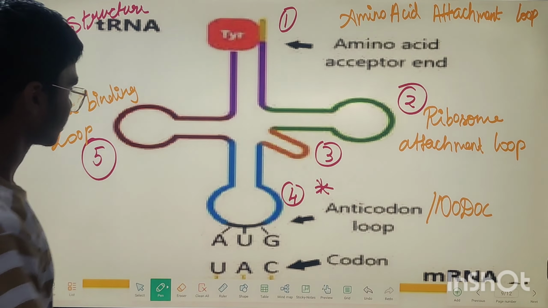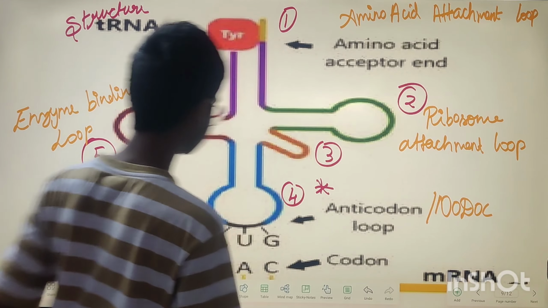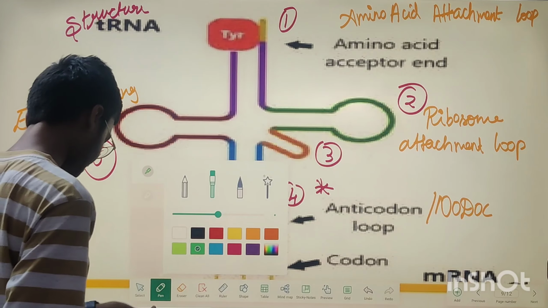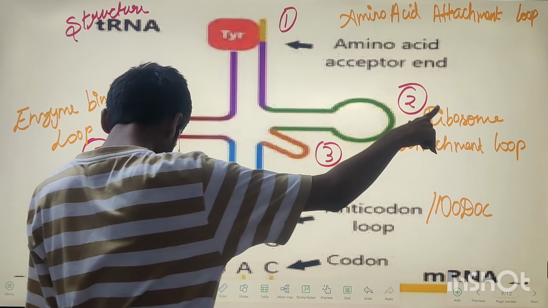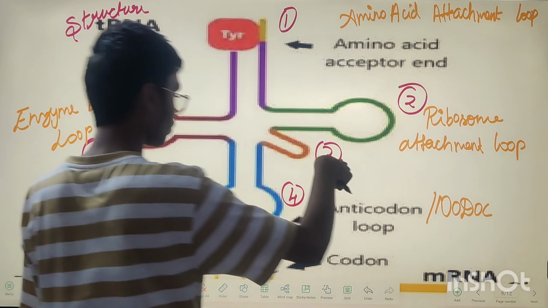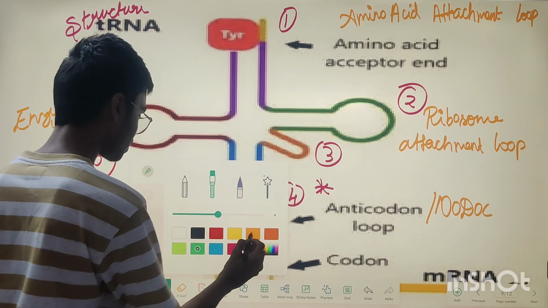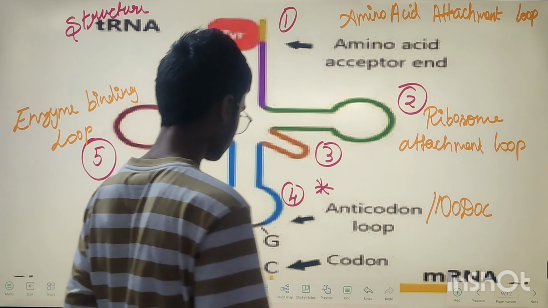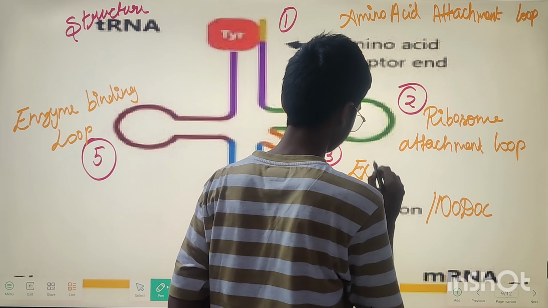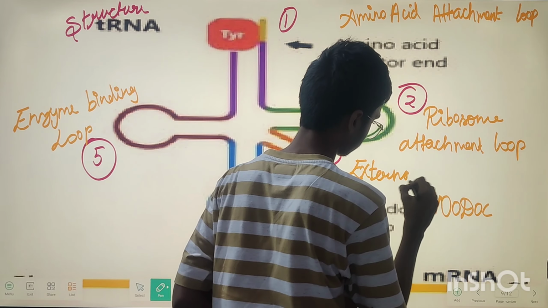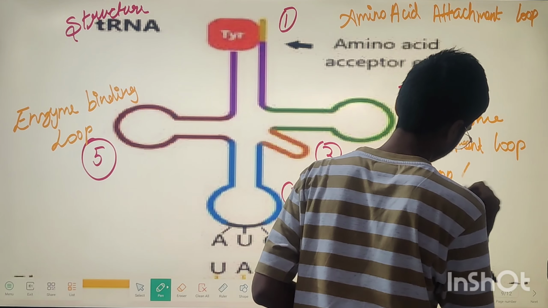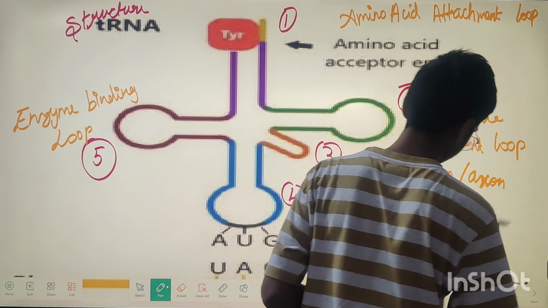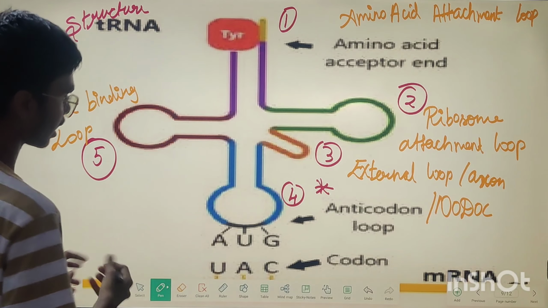Isn't it very interesting? So what does this loop have? This loop has nothing. What is this third loop known as? This third loop is known as the external loop or external axon.